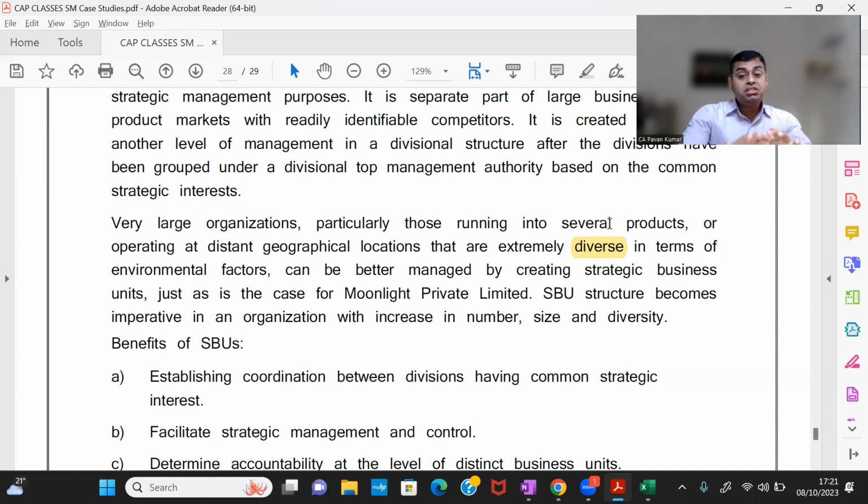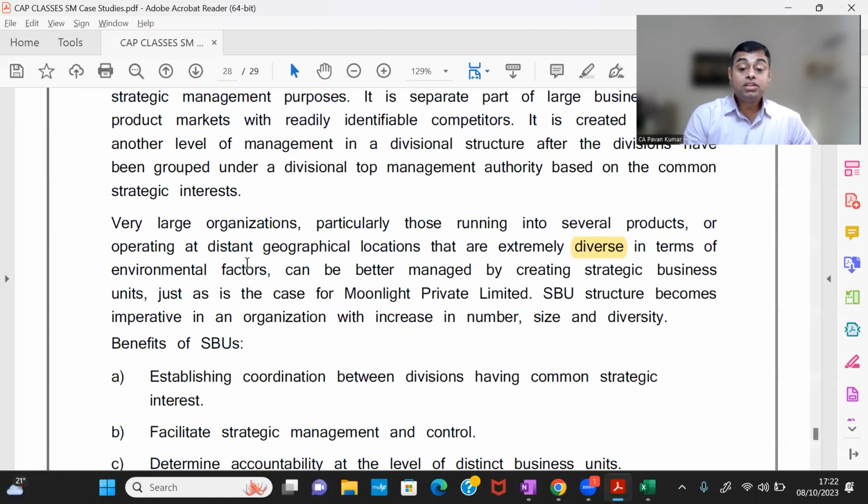So extremely diverse people. People in one country behave in one way. People in another country behave completely in a different way. In India itself, there are people who behave differently. State to state, there is difference. District to district, there can be difference. Street to street, there can be difference. In one house, there are four different people. So, if there are extremely diverse people, then each country, each geography should be a separate SBU.